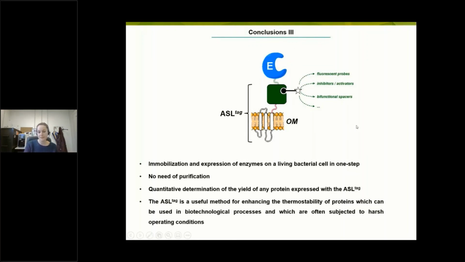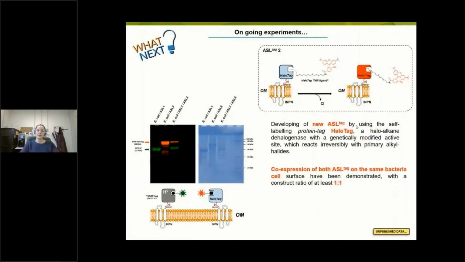And now we're working on a second ASL tag construct, which consists of another self-labeling protein tag, the ALFA-tag protein, which covalently and irreversibly binds its substrate. And we co-express both ASL tags on the surface of the same cells. And here you can see by gel imaging and fluorescence analysis the two constructs and the two populations, which we mark with two different substrates that present different fluorophores, even in Coomassie staining.